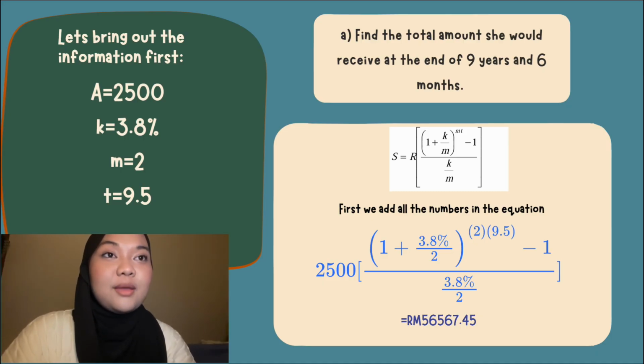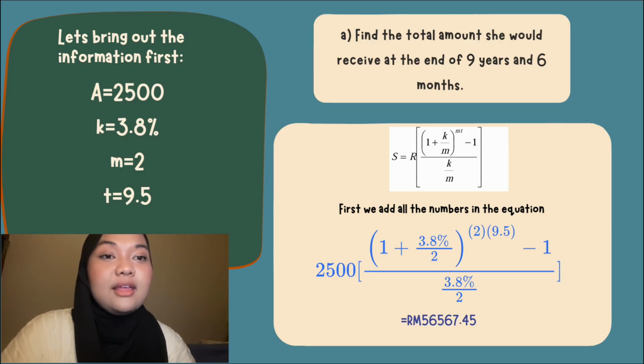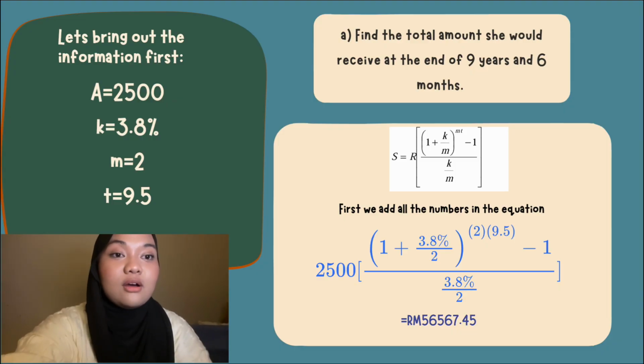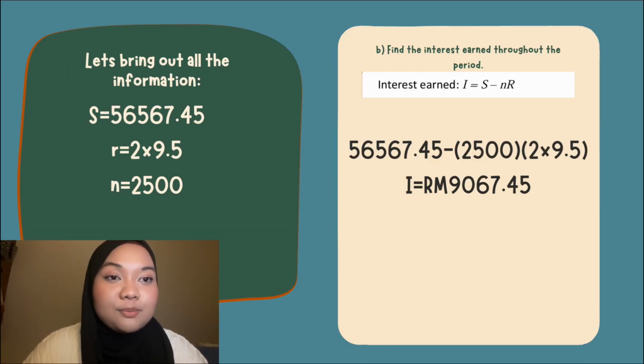According to the question, the time given is 9 years and 6 months. But instead of using the 6 months, we have to use the 5 months. Why? Because the 6 months has to divide with 12 months. And we get the answer of 0.5 months. And then the final time is 9 years and 5 months. And then after we get all of the information, we have to put all the information into the formulas. And then the final answer would be 56,567 ringgit 0.45.